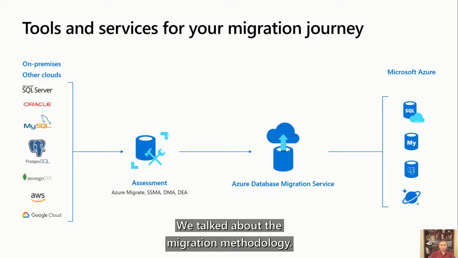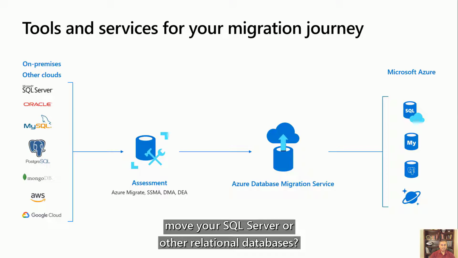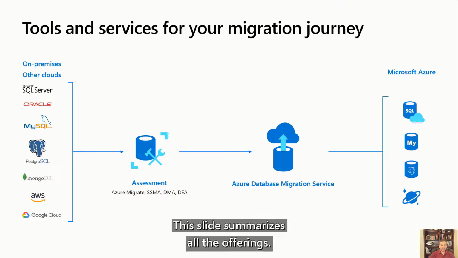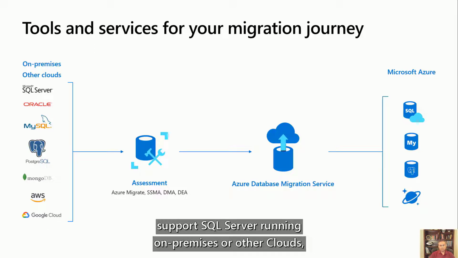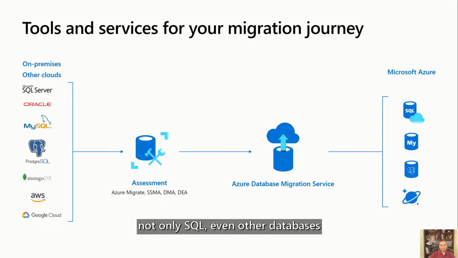Okay, we talked about the migration methodology. So what are the tools we have on the database side to help you move your SQL Server or other relational databases? This slide summarizes all the offerings. On the left side, you can see we support SQL Server running on premises or other clouds, and not only SQL, even other databases like Oracle or Postgres, MySQL, etc. And they could be running on AWS, GCP, or even on premises.